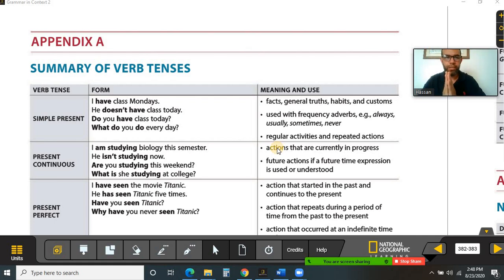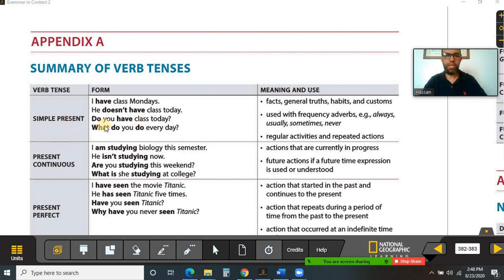Now, we're going to go straight and start talking about each verb tense. We're going to talk about the form and the use. In order to master the verb tenses in English, you have to know these two: the form of the tense, and the use, when to use it, and how to form it in a sentence. How does the verb look in a sentence? Let's start with the first one, which is the simple present.